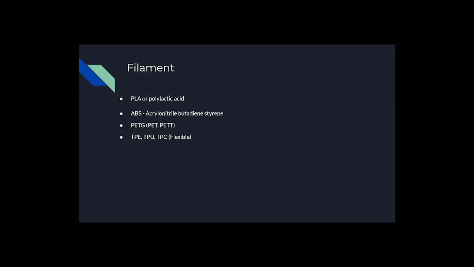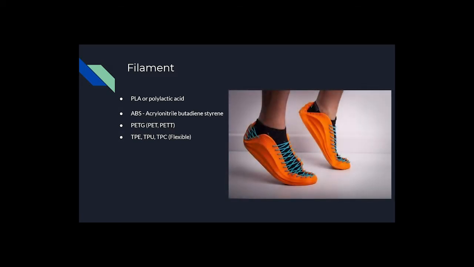TPE, TPU, TPC, NinjaFlex, Flexible. There's a lot of types of filaments out there that have these names. And what's really cool about this type of filament is, just like I said, it's flexible. You can make wristbands or even your own types of shoes if you choose to do so.